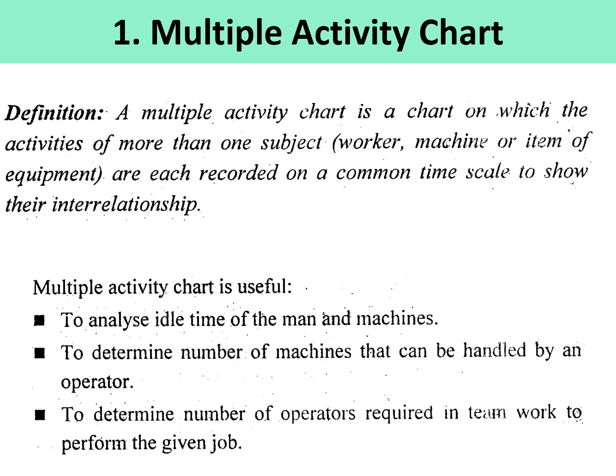It is a chart on which the activities of more than one subject, that is, it may be a worker or machine or item of equipment, are each recorded on a common time scale to show their interrelationships. Overall, it is useful in calculating the idle time of man or machines. It is also used to find the number of machines that can be handled by an operator. It also determines the number of operators required in the team to work together for completion of a job.